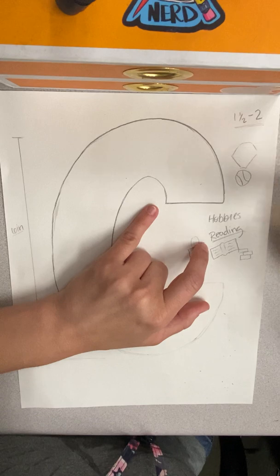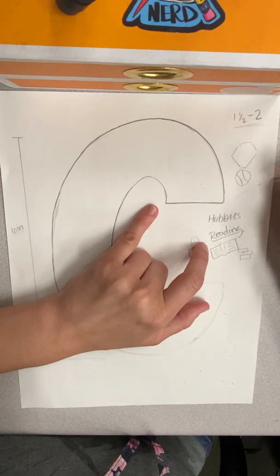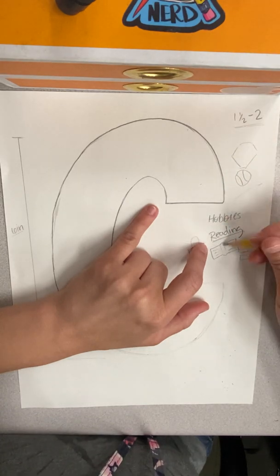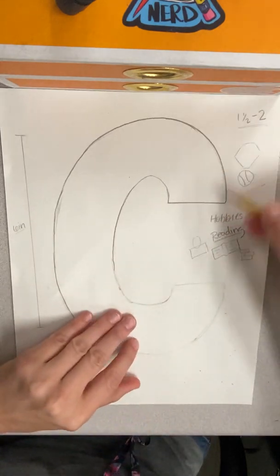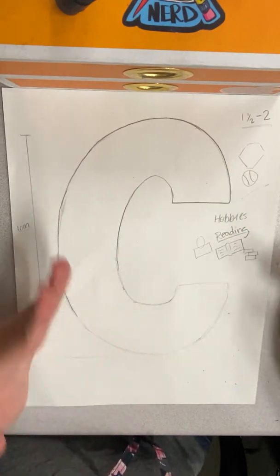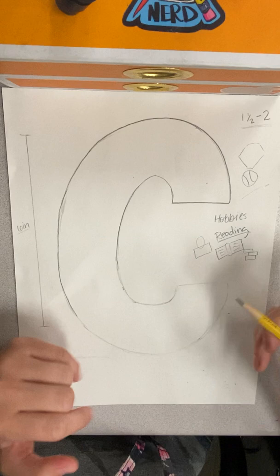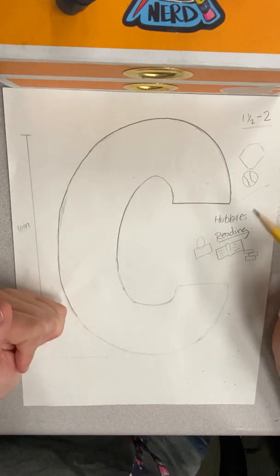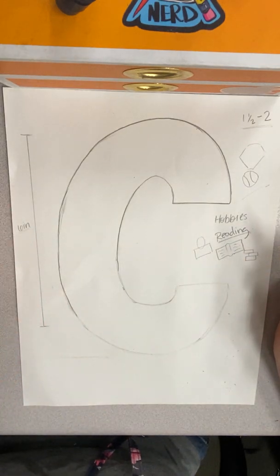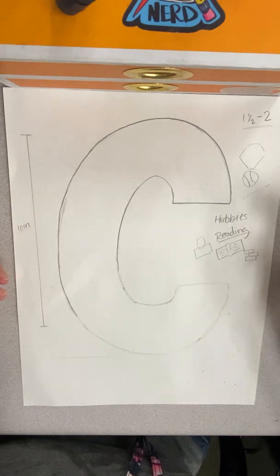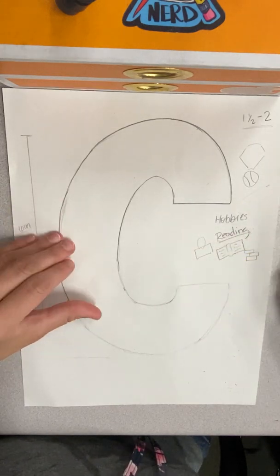All these images. What do you think about when you think of the word baseball, or the word reading, right? So think of all your hobbies, think of your interests, your colors, things like that. Favorite animal, favorite food, anything like that. And think of the images that go behind that.